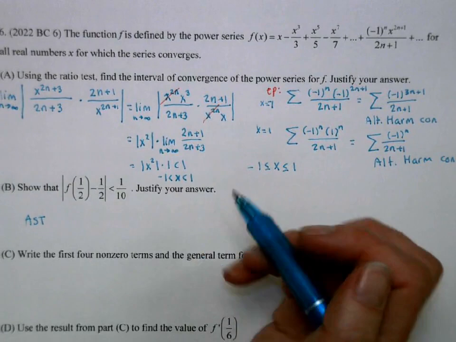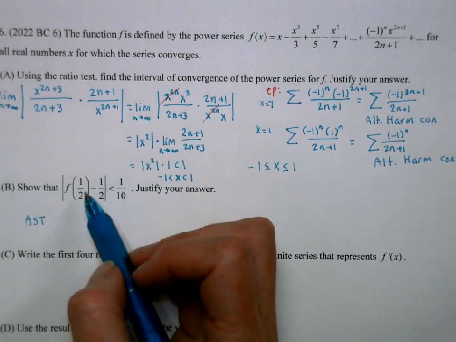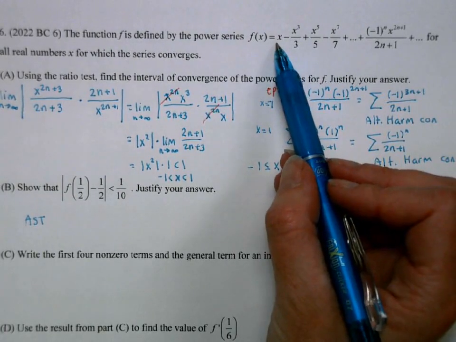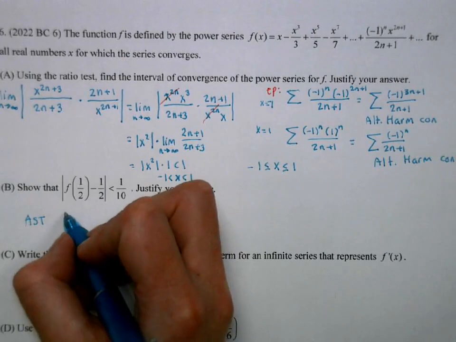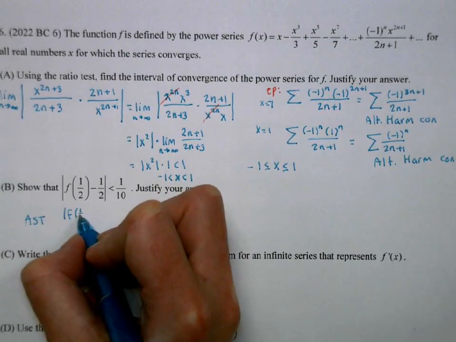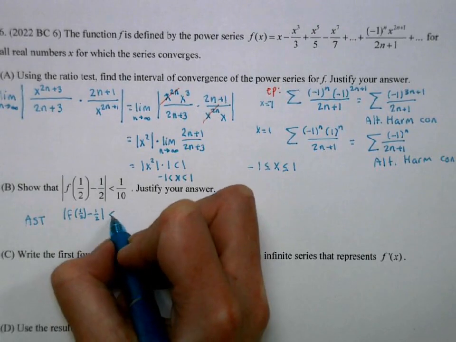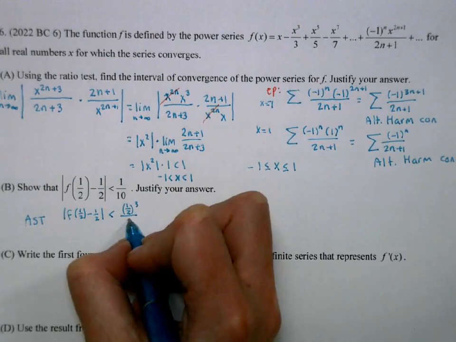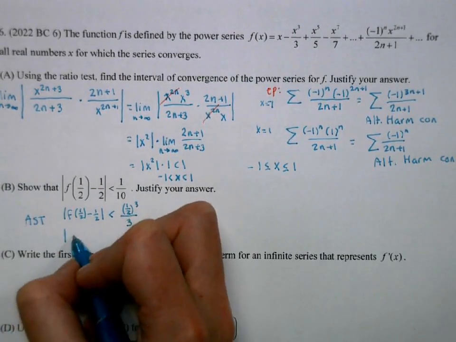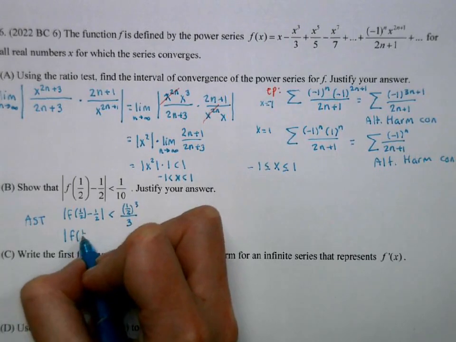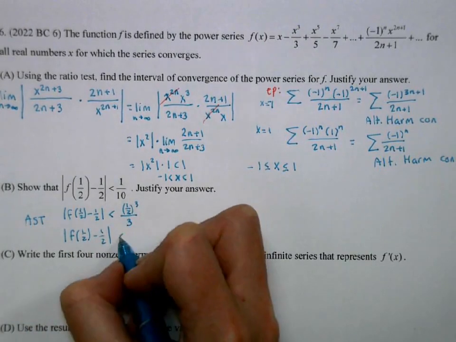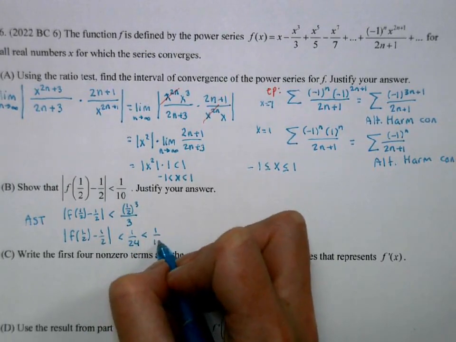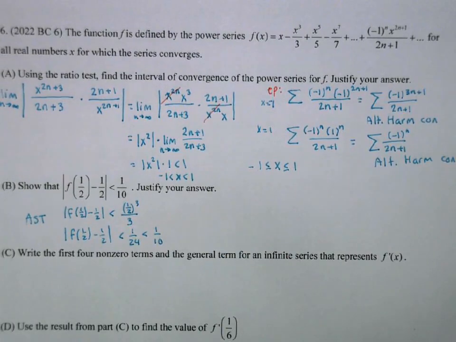This, my function value, minus 1/2. Well, 1/2 would be the first term if I just plugged in 1/2. So my error, using the one term, has to be less than the next term, which would be 1/2 cubed over 3. Which is going to be less than, this would be 1 over 24, which is less than 1/10. Okay, and then the C.